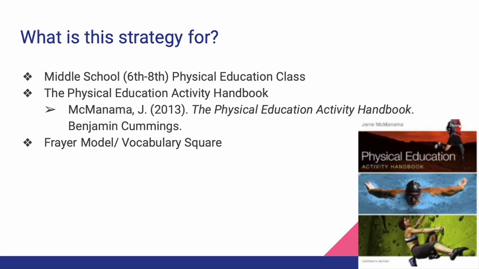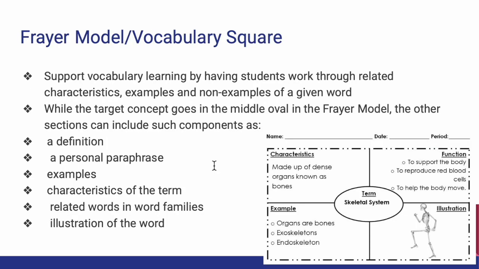And the certain text that I'm specifically using is the Physical Education Activity Handbook, and we're going to be talking about the Frayer Model strategy. This is also called the Vocabulary Square. The Vocabulary Square is best known by the title of Frayer Model, adapted by Dorothy Frayer and her colleagues at the University of Wisconsin.